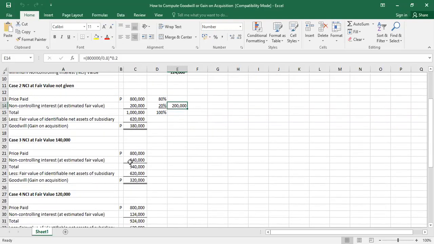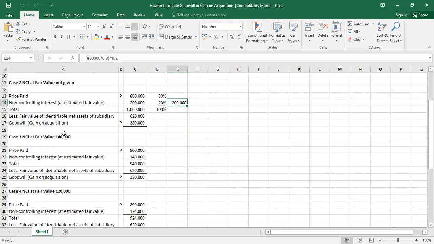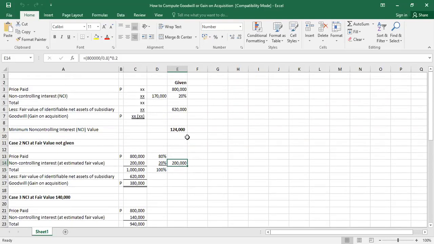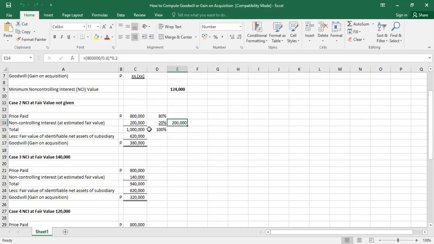All right. Then case three, what if it's 140,000? Take note, by the way, that the minimum is 124,000. So that's why for case two, whatever was the estimated amount, 200,000, we used it, because we really have to satisfy this one. So there are very few situations that the NCI estimated or even given is lower than the minimum. So we have to take note of that as well. So for case three, 140,000 given, that's higher than 124,000. Therefore, we have to use it. So that's why this is a total of 940,000 less the same amount equals 320,000.